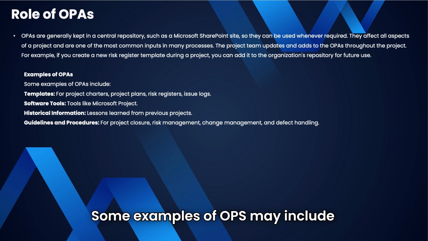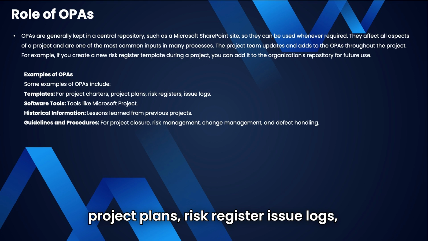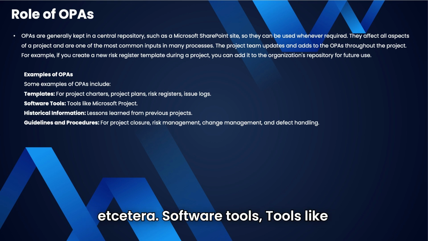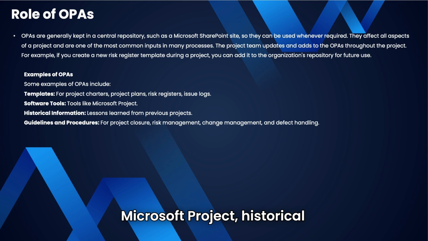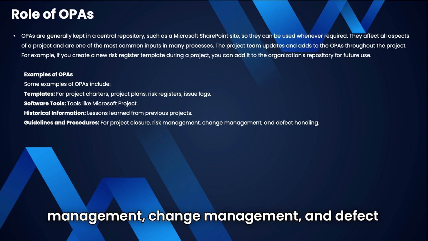Some examples of OPAs may include templates for project charter, project plans, risk register, issue logs, etc. Software tools, tools like Microsoft Project. Historical information, lessons learned from previous projects. Guidelines and procedures for project closure, risk management, change management, and defect handling.